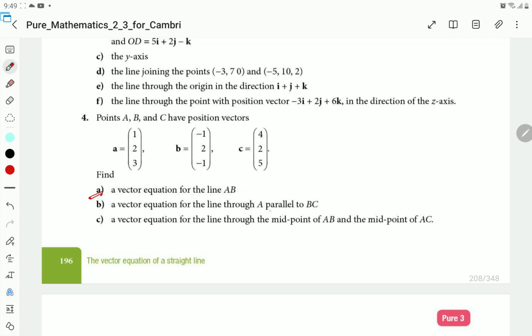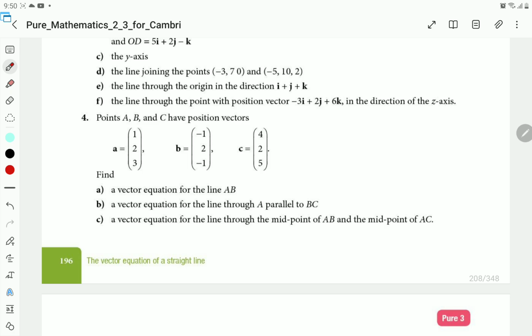A vector equation of the line parallel to BC. Now parallel to BC, you can find OC minus OB. Right? In this case, that is this one minus this. A vector equation for the line through the midpoint of AB. Maybe I will try to discuss this one here.